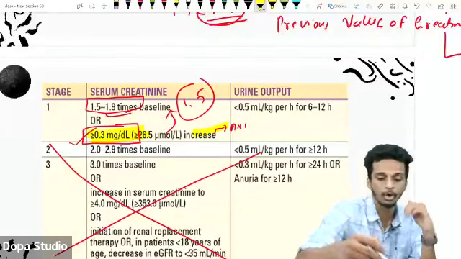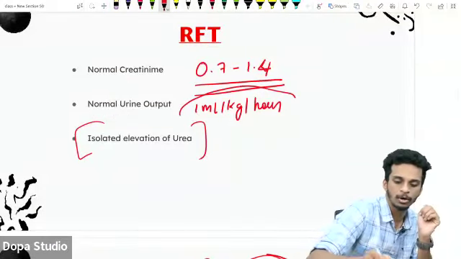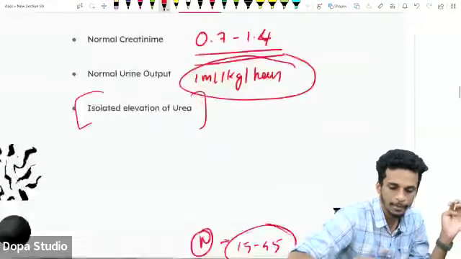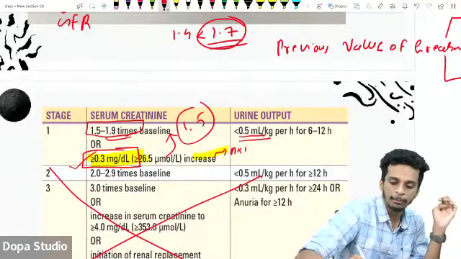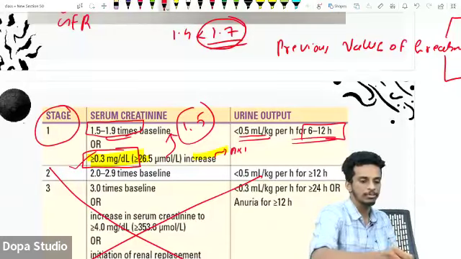Or in terms of urine output, at the beginning of the renal function test, I told you guys that the normal urine output is 1 ml per kilogram per hour. So a decrease in urine output to less than 0.5 ml per kilogram per hour for at least 6 to 12 hours, we can call a stage 1 AKI.